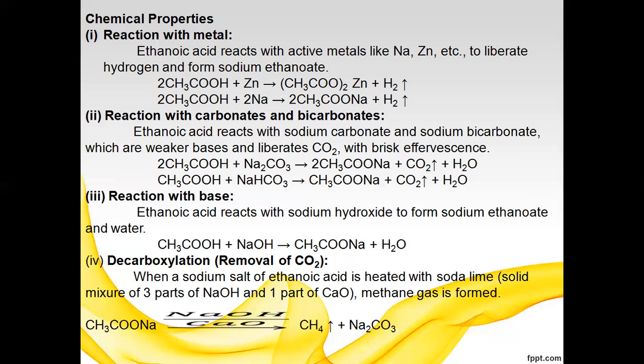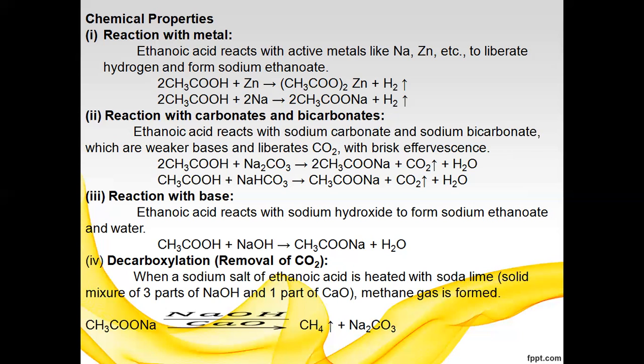Next is reaction with base. Ethanoic acid reacts with sodium hydroxide, which is a base, to form sodium ethanoate and water. So the ethanoic acid CH3COOH reacts with sodium hydroxide, NaOH, to form sodium ethanoate, CH3COONa, and a water molecule, H2O.